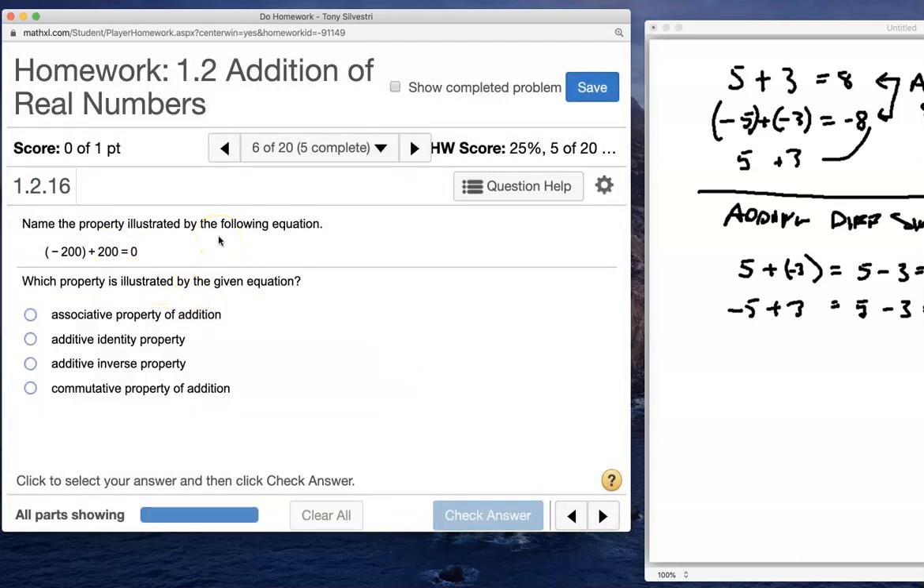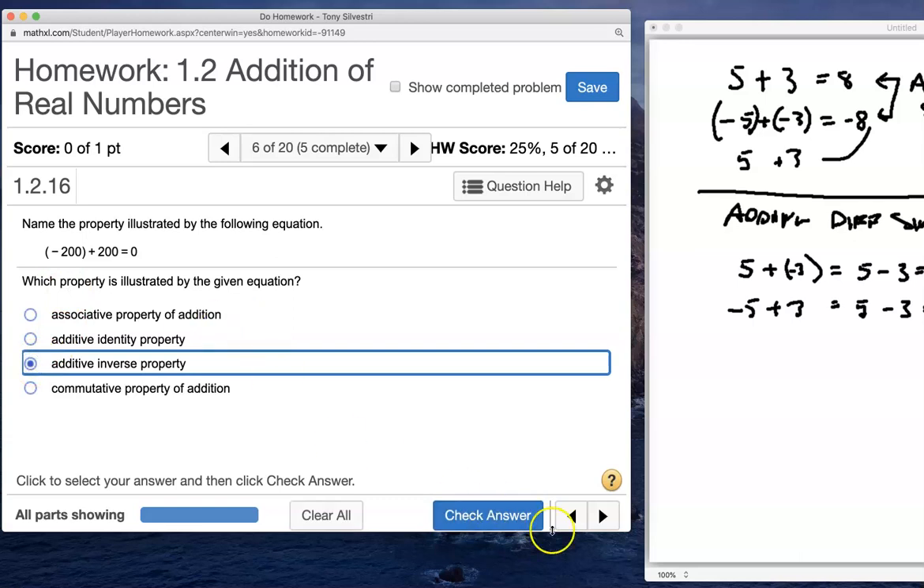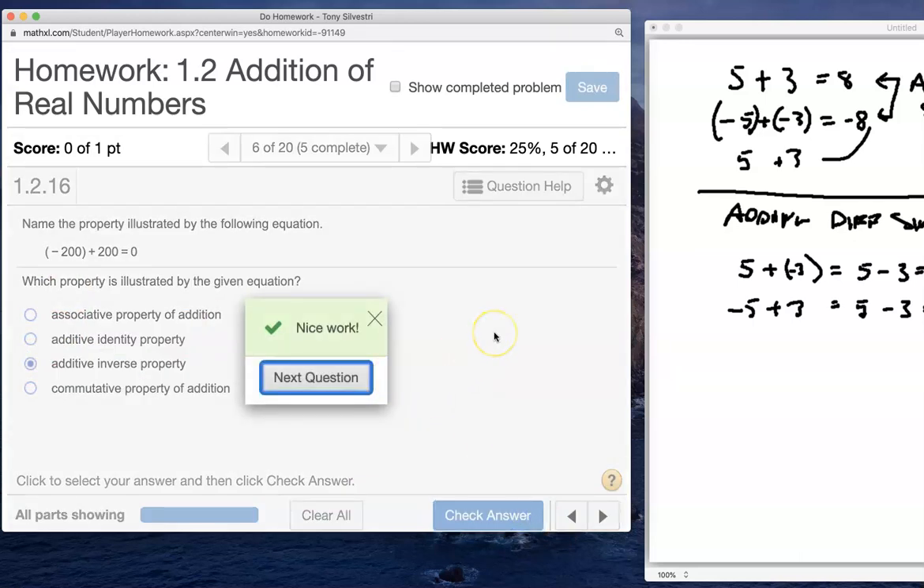Now, name the property illustrated. What you're doing here is you're taking a number, -200, and adding the opposite. You're adding the opposite. And so I would say, when you add the opposite, they tend to cancel out. In fact, not tend to cancel out, they do cancel out. So I would say additive inverse. Inverse means opposite. That's the key there.